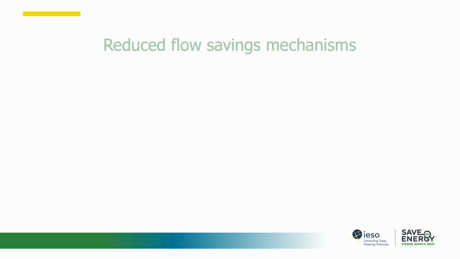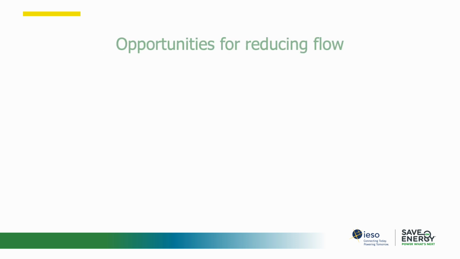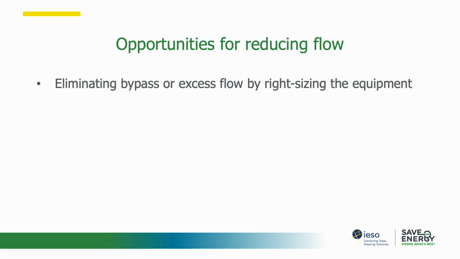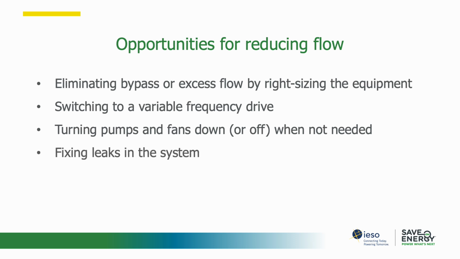The first savings mechanism to consider is to reduce the flow. Opportunities for reducing flow through your pumps and fans include eliminating bypass or excess flow by right-sizing the equipment, or switching to a variable frequency drive and turning pumps and fans down or off when not needed. You can also reduce flow by fixing leaks in the system.